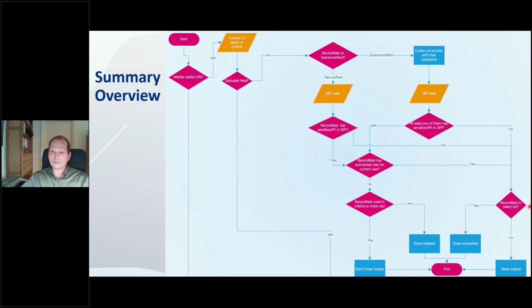I also created a visual flowchart for you. That is because sometimes when you are testing this functionality, you might not understand why this field is masked. Why don't I see anything? Why do I see it masked? I would expect it to be unmasked. Based on all these choices, this is how PeopleSoft determines if it needs to show output or not, and for the field if it needs to show it masked or unmasked. I won't dive into the details of this flowchart, but if you download the presentation later, you can keep it as a handy reference when you are configuring, testing, and validating your configuration.